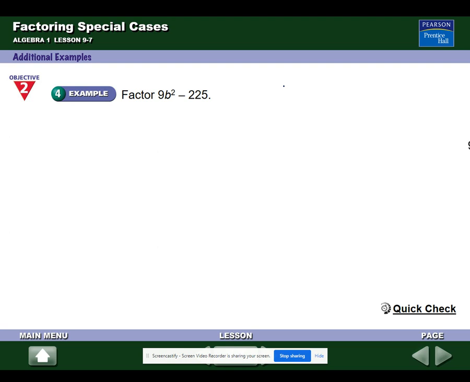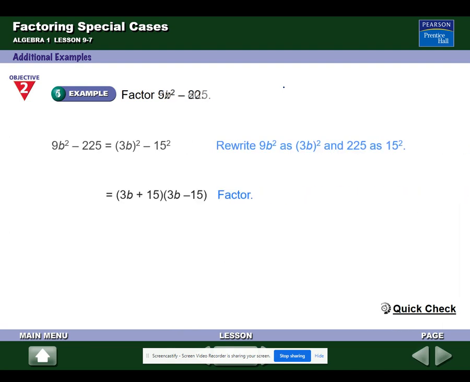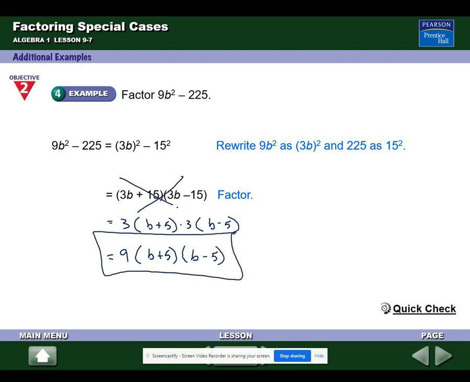Now take a look at their work here. This is incorrect. While they did factor correctly, so to speak, I'm doing air quotes with my fingers right now. While they did factor correctly in a way, you can factor a 3 out of this, and you can factor a 3 out of this. And if I did that, if I took a 3 out of that first one, you'd have b plus 5. And if I took a 3 out of that second one, you'd have b minus 5. And then you can multiply the two 3's, and you'd have 9 times b plus 5 times b minus 5. This is completely factored. This is not.